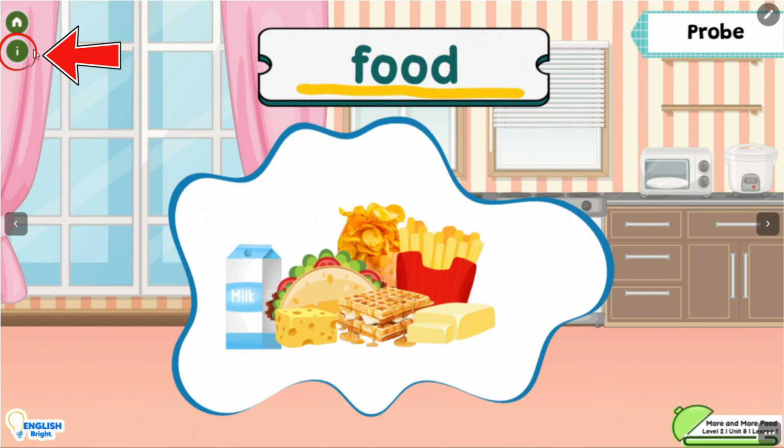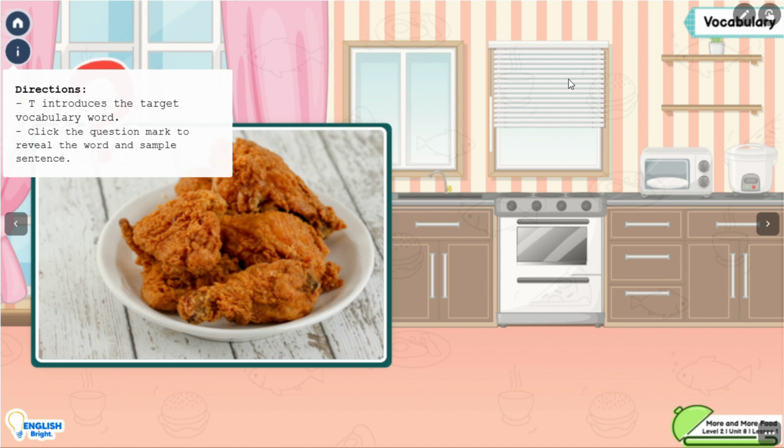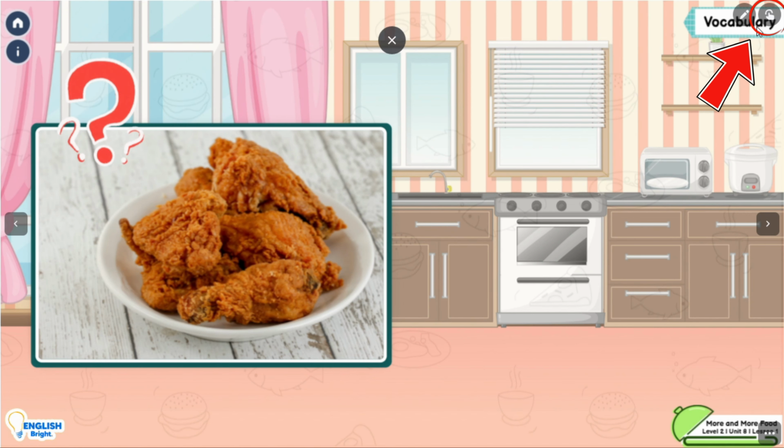Start by clicking the tooltip button for guidance. The tooltip will instruct you to click the question mark icons to reveal a word and its sample sentence. If needed, use the hand button to highlight the interactive elements. Let's try this for the first word, and then repeat for the remaining vocabulary words.